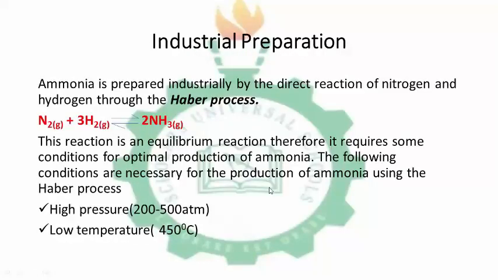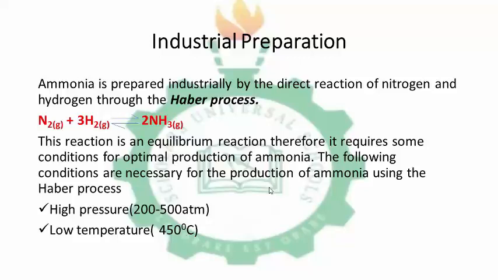To the industrial preparation of ammonia. Now ammonia is prepared industrially by the direct reaction of nitrogen and hydrogen through the Haber process. Please take note that this reaction is an equilibrium reaction, and we all know that for an equilibrium reaction we have some conditions for optimum production of the product we desire. Now for the optimum production of ammonia, the following conditions are necessary.